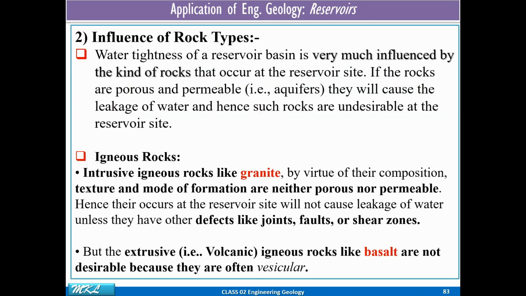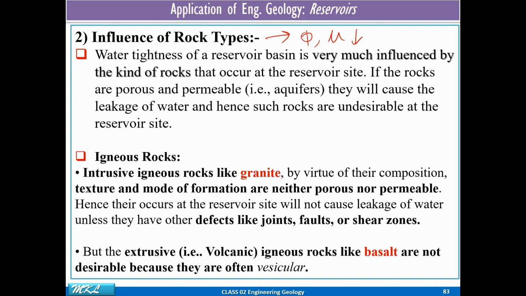Second factor is the influence of the rock type. So इसके लिए क्या चाहिए हम लोगों को? To construct a successful reservoir, what we actually require in the rock type? We require that the porosity and permeability should be less, always preferred. अगर permeability ज़्यादा रहेगा तो वो interconnectivity दे देगा और पानी लीकेज होता रहेगा.